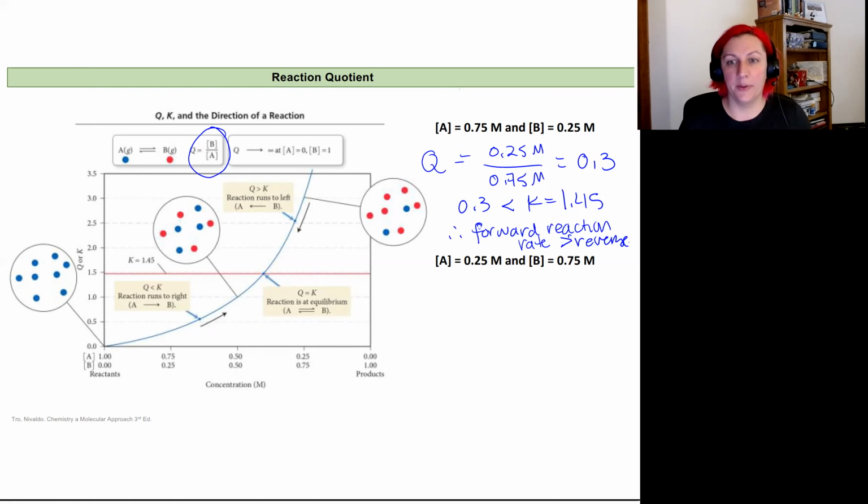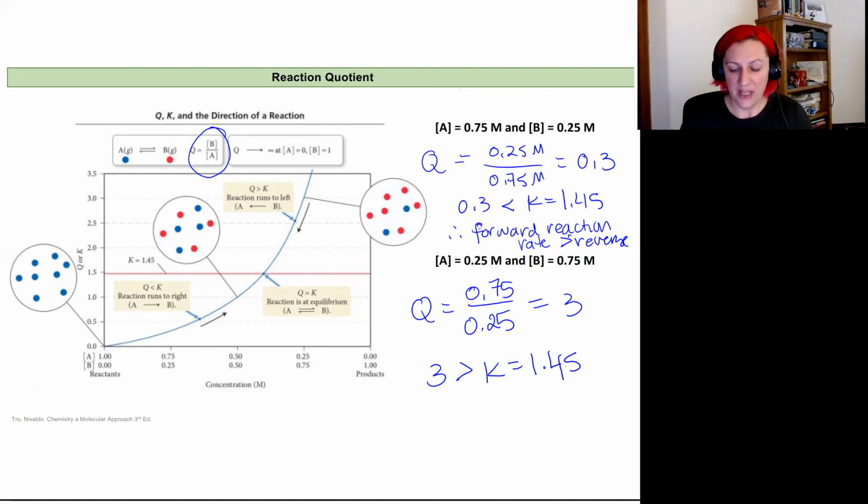Let's look at another example. If we switch this around and A is the lower concentration and B is higher. In this case, Q is still going to equal the concentration of B over A. So we'll have 0.75 over 0.25, adding extra zeros everywhere. And we're going to get a value that's equal to 3. Well, 3 is greater than K, which is equal to our 1.45. And so we can see that the reverse reaction rate will be higher than the forward as we accumulate more reactants to reach equilibrium.